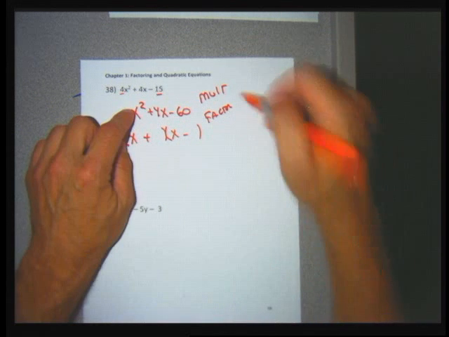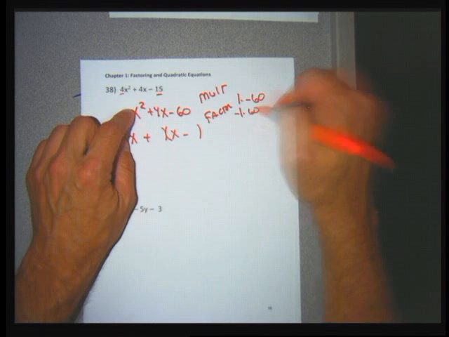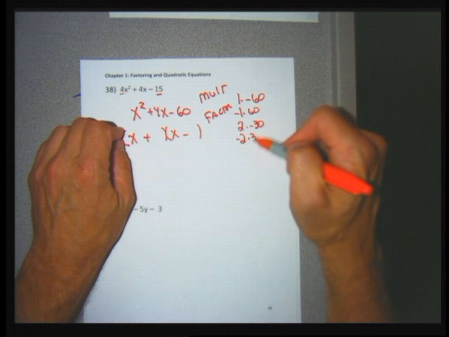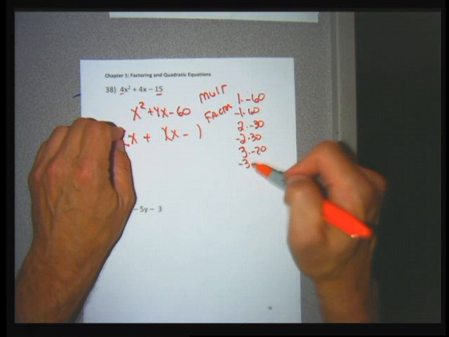For 60, I can go 1 times minus 60, minus 1 times 60, 2 times minus 30, minus 2 times 30, 3 times minus 20, minus 3 times 20.